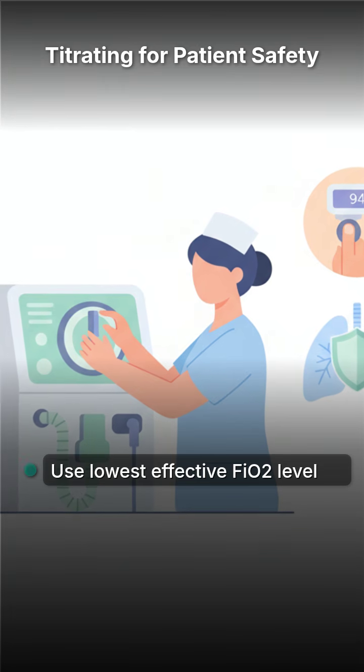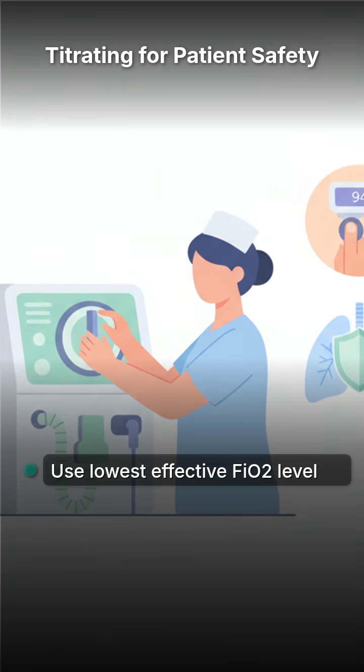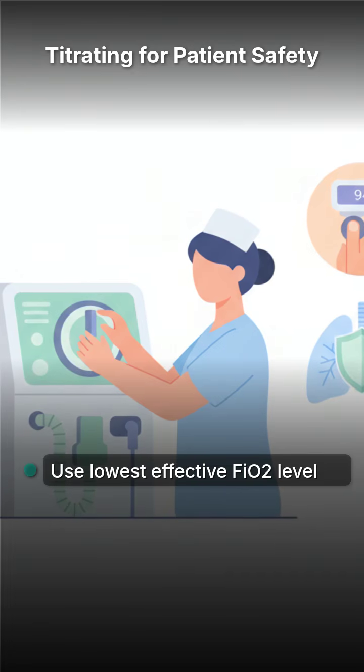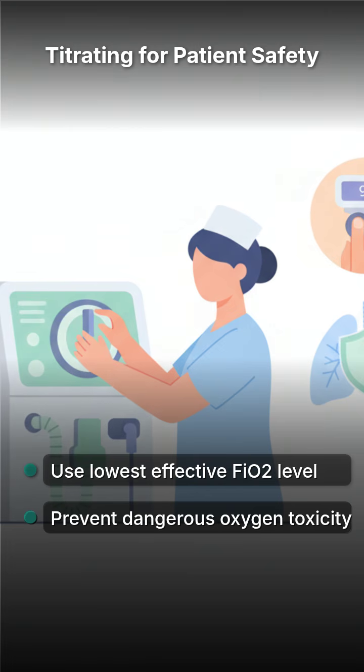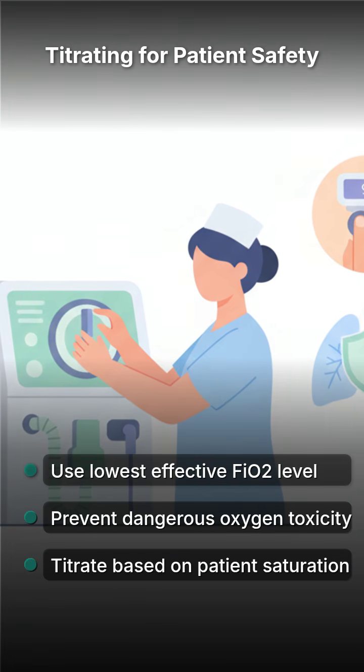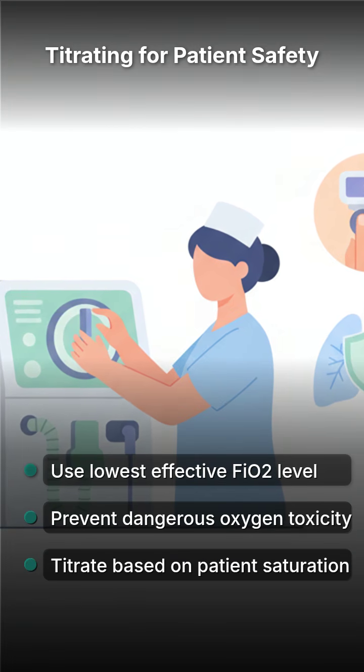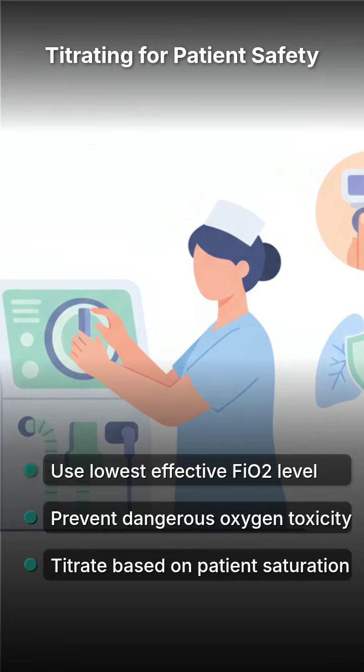A key nursing goal is to use the lowest FiO2 possible that still maintains adequate oxygen saturation to avoid the risks of oxygen toxicity. Always monitor your patient closely and titrate settings wisely to protect lung tissue while ensuring stability.